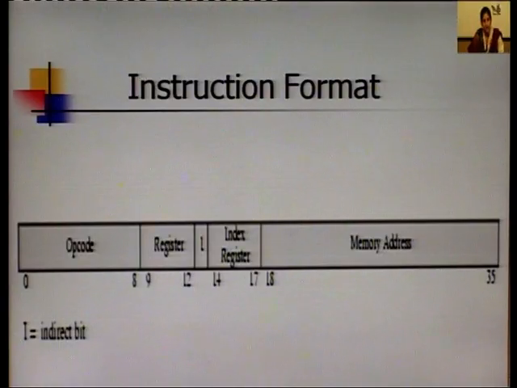Now we will study instruction format. In instruction format, the first field is the opcode, that is known as operation code. Bits 0 to 8 represent the operation code, then bits 9 to 12 represent registers, and the next one bit represents the indirect bit, and then the index register, and the last field, from 18 to 35, represents a memory address. The total instruction format is combined of 0 to 35 bits, which means a total of 36 bits.